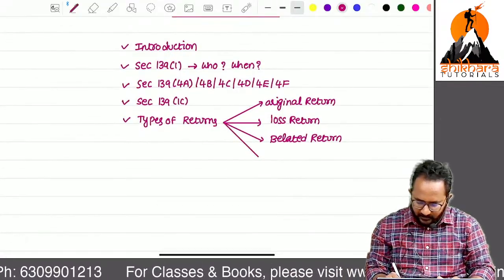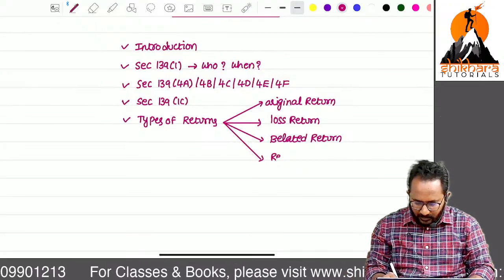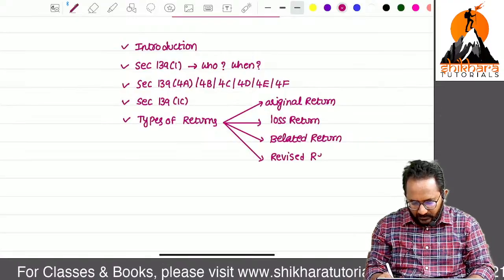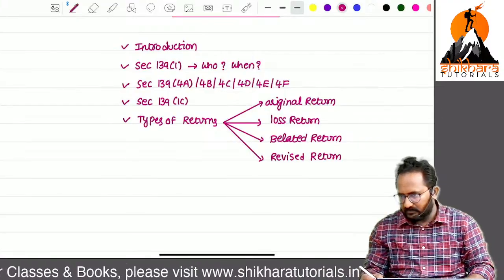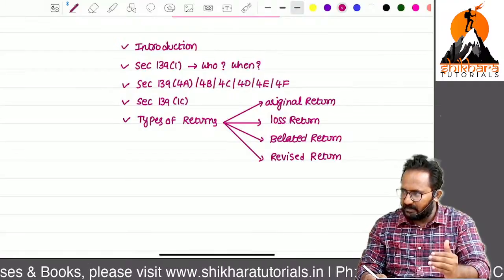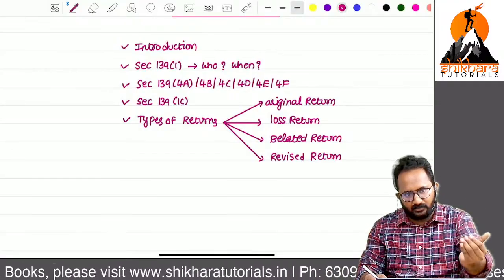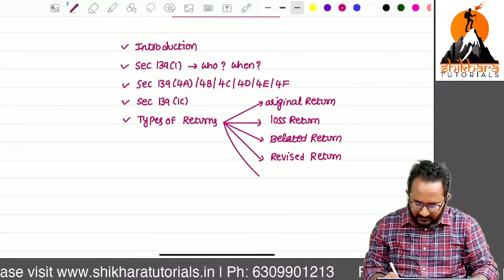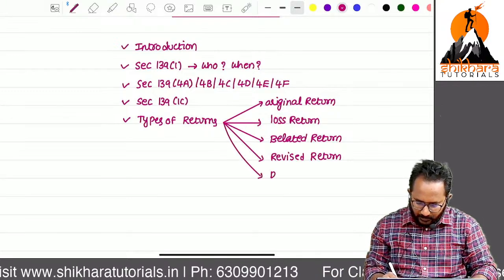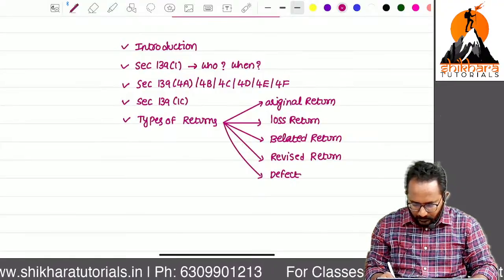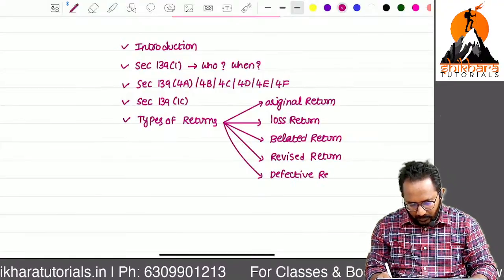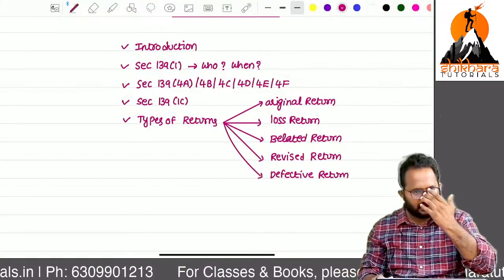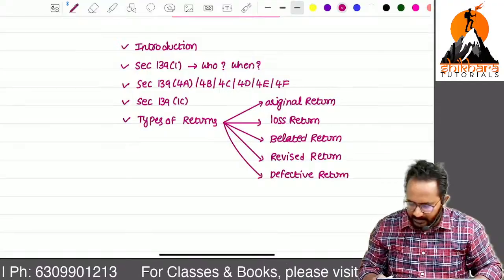Next we started the discussion related to revised return. What are the types of returns we can revise? Original return you can revise, loss return you can revise, belated return you can revise, revised return also you can revise. At last we discussed the defective return. And one more type is there that we have not discussed separately as a chapter, that is the updated return.